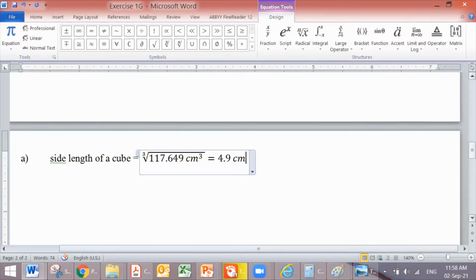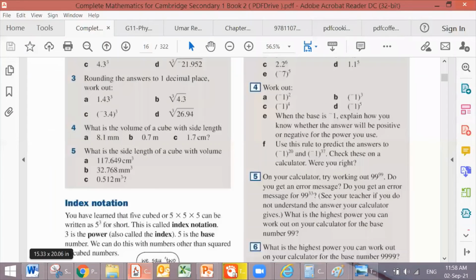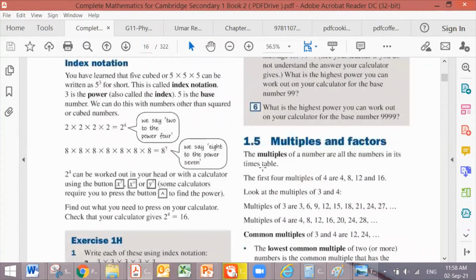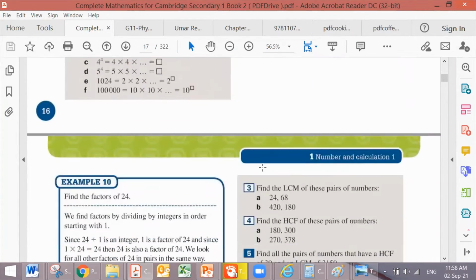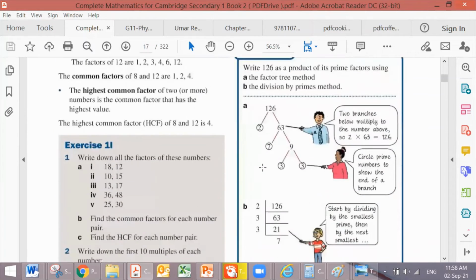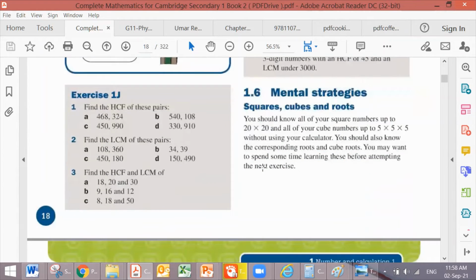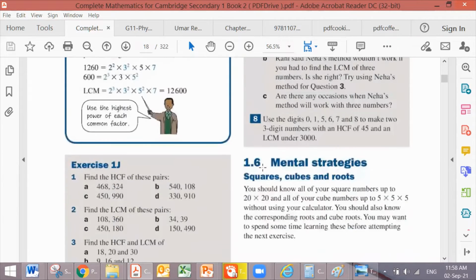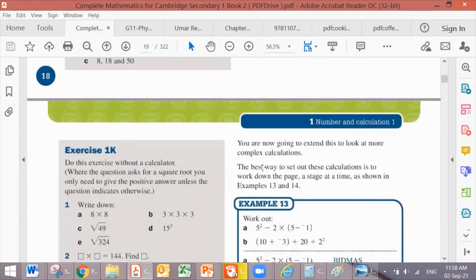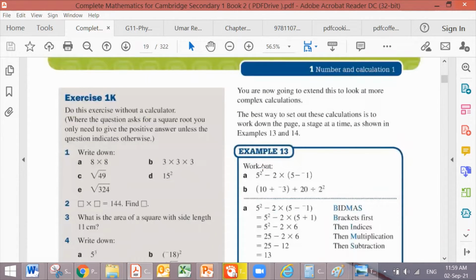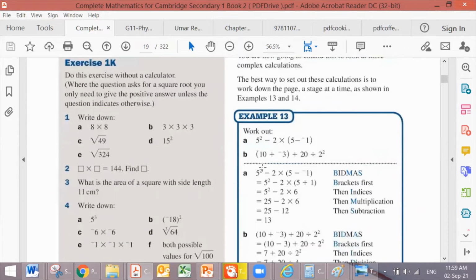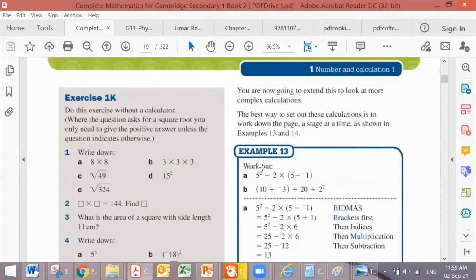Okay, so this is the end of exercise 1G. Some exercises I am going to skip, and now I am going to the next exercise. This is actually HCF and LCM. Right now I will not teach you this one. I am just telling you about cube and cube roots. So this exercise we will complete today, exercise 1K.